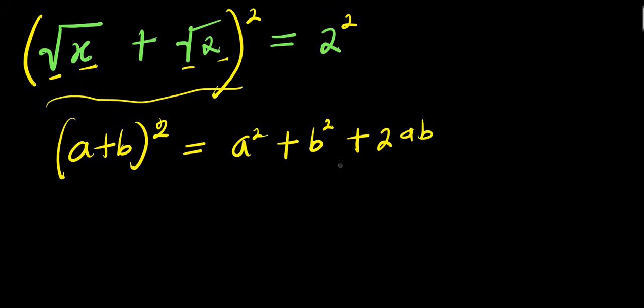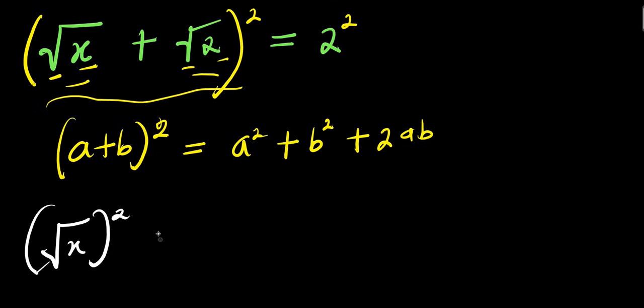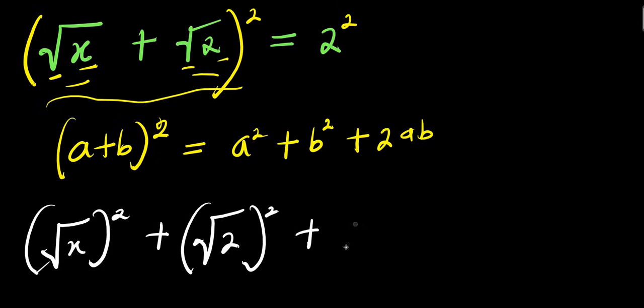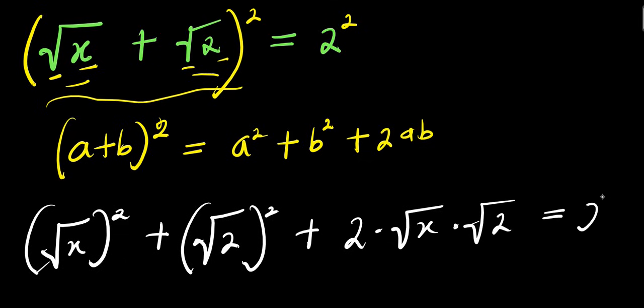Now, in this case, the square root of x is my a, and the square root of 2 is my b. So I will have square root of x raised to the power of 2 plus square root of 2, that is b raised to the power of 2, plus 2 times square root of x times square root of 2 equals 2 power 2.